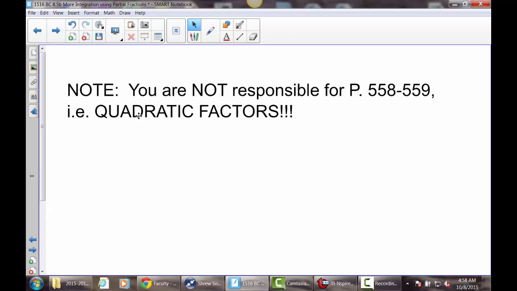I do want to make sure you understand that when you decide to do some problems out of the book, you cannot do any problems with quadratic factors. So like if you have a denominator of x squared plus 3, which cannot be factored, and that is quadratic, you're not responsible for that. Okay?